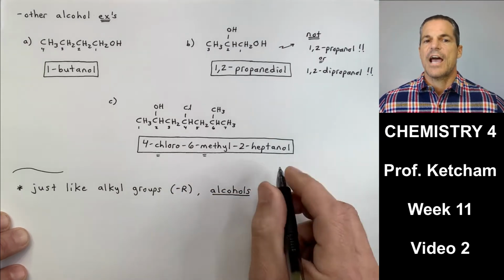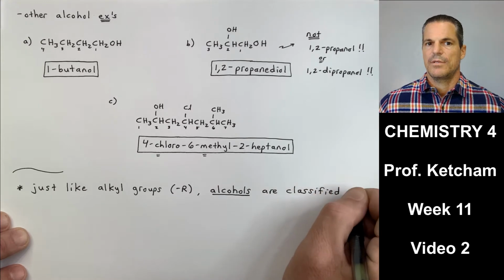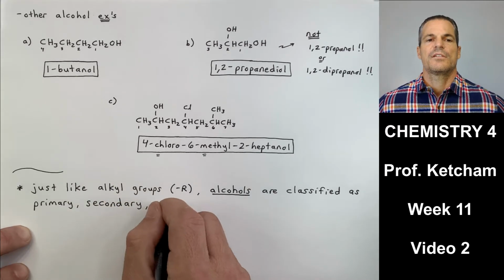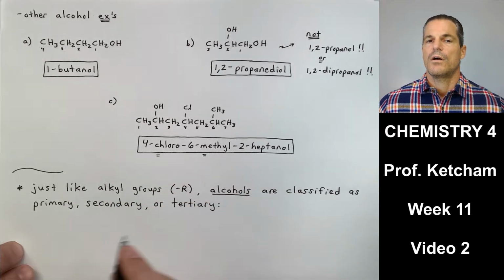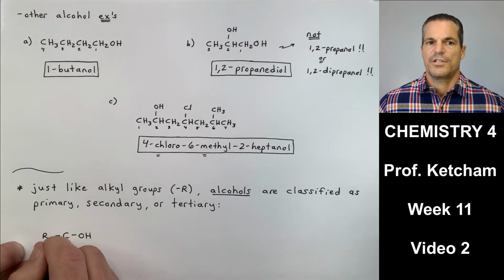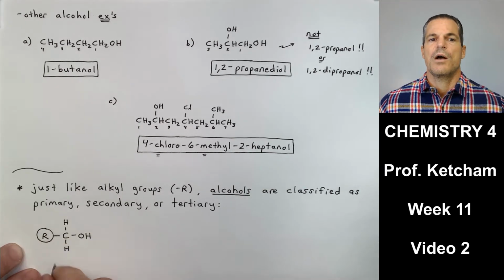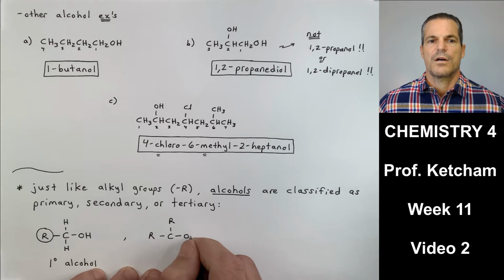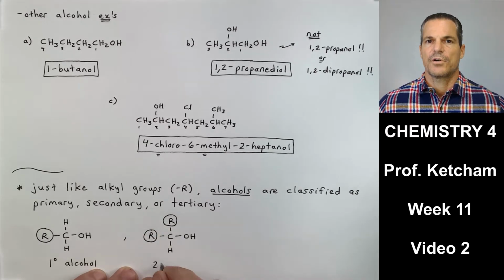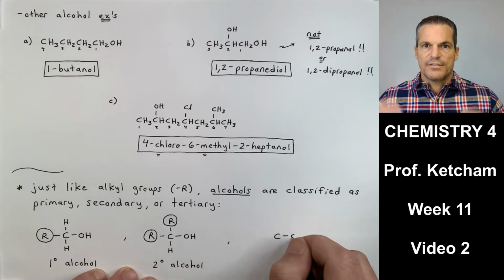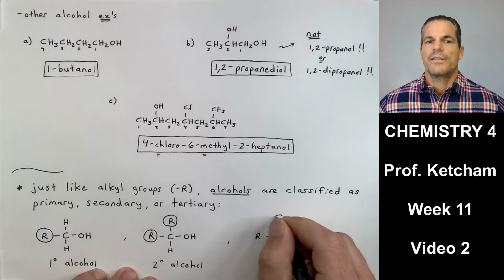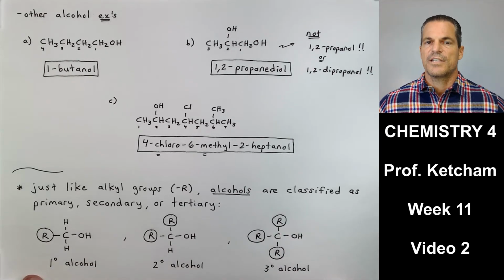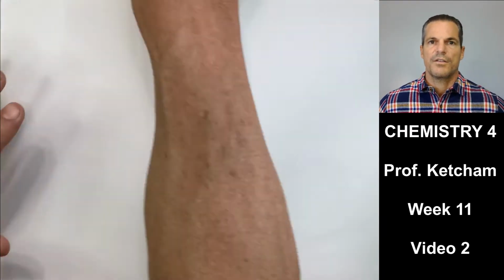All right, so just like the alkyl groups that we learned about in week 10, where we learned about primary, secondary, tertiary carbons, alcohols are also classified as primary, secondary, tertiary. First example I'm drawing, this is a primary alcohol because the carbon that the OH is attached to is attached to one other carbon. These R groups that I'm circling are just carbon chains. The secondary alcohol, the carbon that the OH is attached to has 2 other R's. Tertiary alcohol, the carbon that the OH is attached to is itself attached to 3 other carbons.